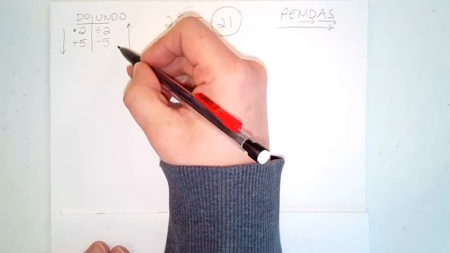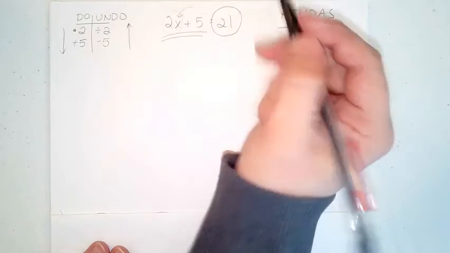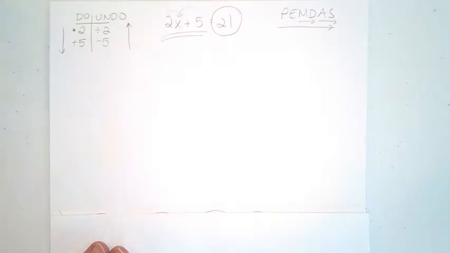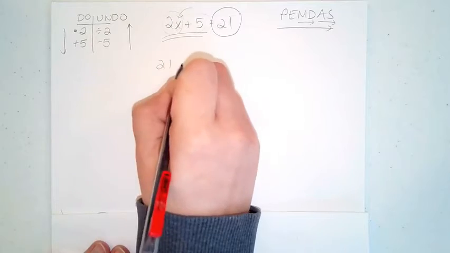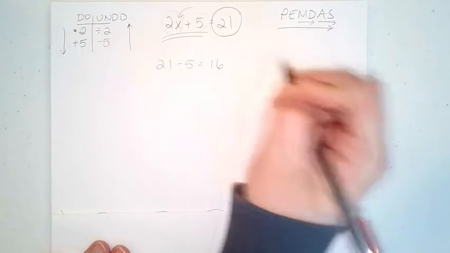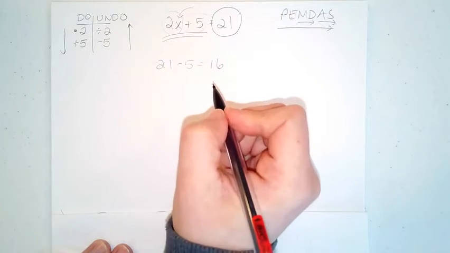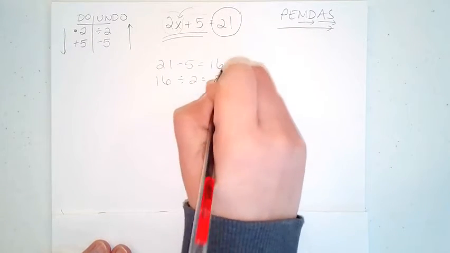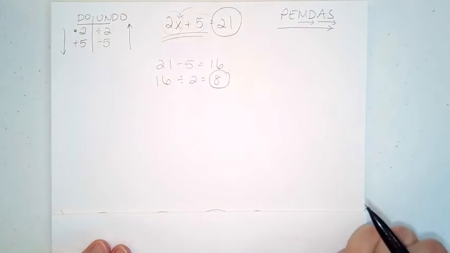Well, what's going to make that happen is the undo. So we need to undo all this stuff to this magic number x that gave us 21. So 21 minus 5 is going to be 16. And then 16 divided by 2 is going to be 8. Now, I could check my work, okay?